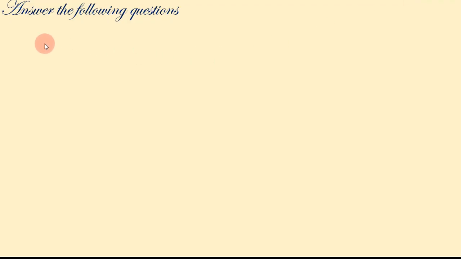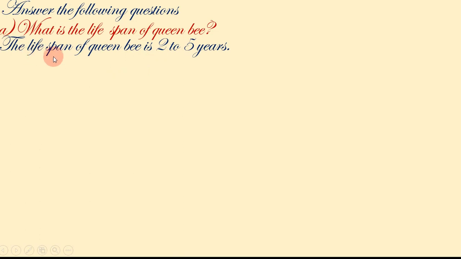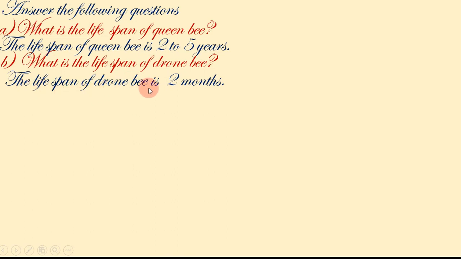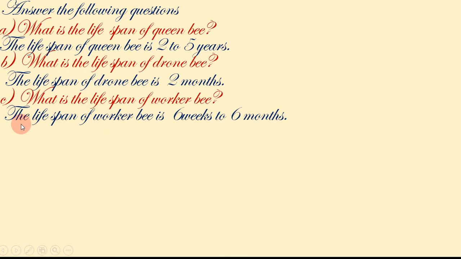Now we have another set of questions regarding the adult stage of the honeybee. What is the lifespan of the queen bee? The lifespan of the queen bee is 2 to 5 years. And what is the lifespan of the drone bee? The lifespan of the drone bee is 2 months. And what is the lifespan of the worker bee? The lifespan of the worker bee is 6 weeks to 6 months.